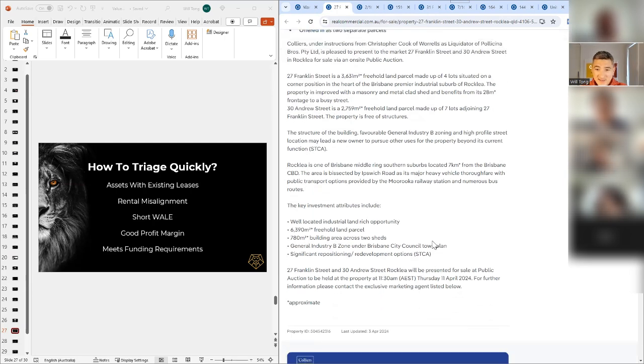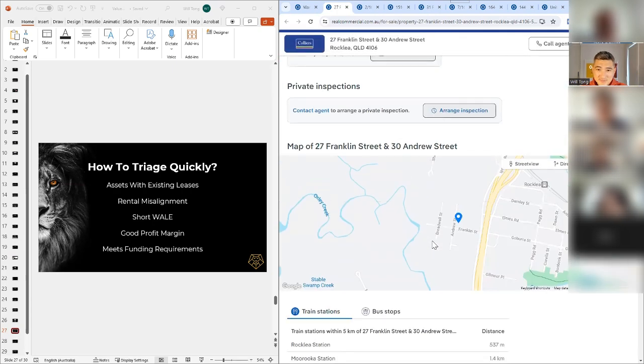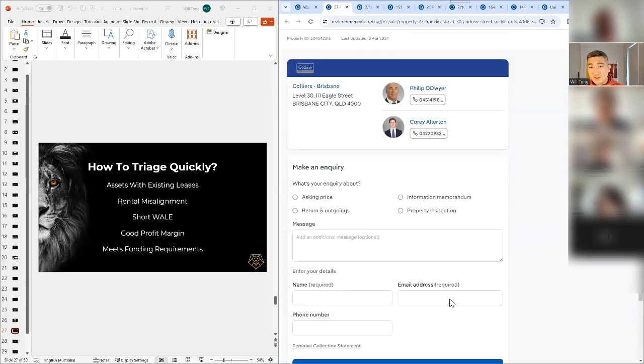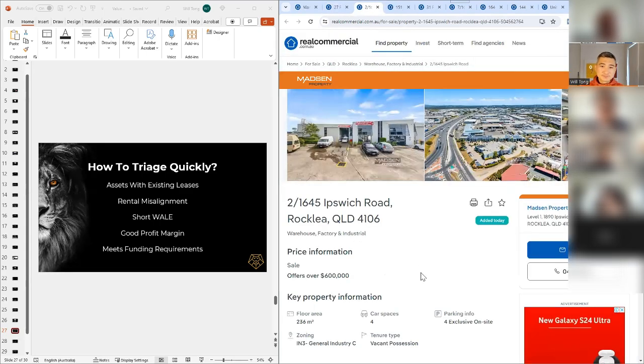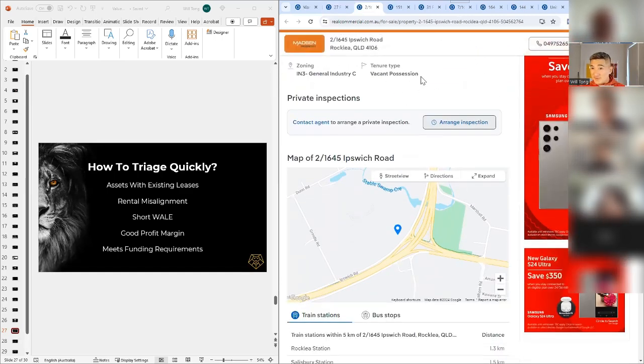Doesn't tell me the rent, doesn't tell me the tenancy schedule. Or maybe I need to contact the agent for this one. So I might just type an inquiry, like, hey, can you send me the information memorandum? Again, we went through this in session 1, so I'm not going to go through it again. I guess have a look at this one. Let's go for this one that says vacant possession.